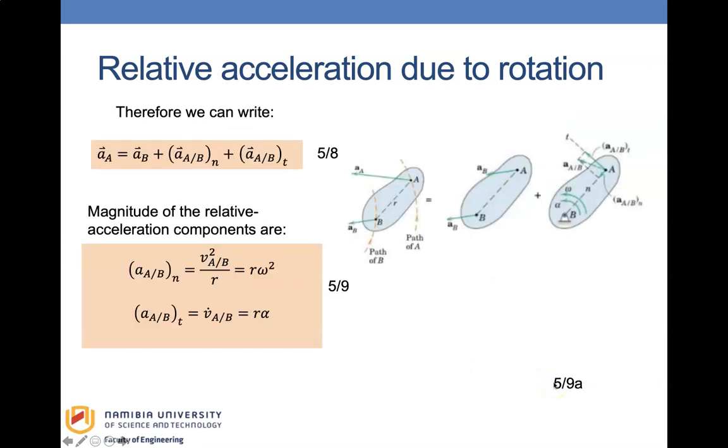Therefore, we can write the acceleration of A, in vector form, as equal to the acceleration of B plus the acceleration of A with respect to B in the normal direction plus the acceleration of A with respect to B in the tangential direction. And the magnitude of the relative acceleration, A with respect to B tangential, will be equal to alpha r.